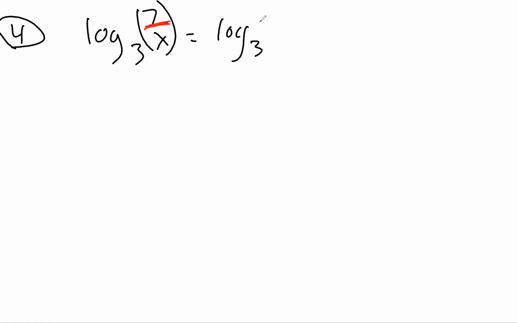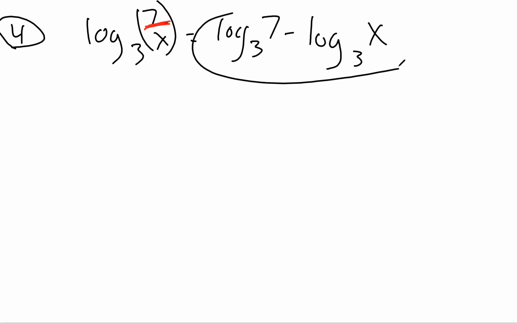All right, so we will have log base 3 of 7 over x. Okay, and we're still trying to expand it. And so we look inside the parentheses to see what's going on, and we see this division. And so we know that when division is happening, we're going to turn it into what type of a problem? Subtraction? Yeah, subtraction. And so since 7 is on top, it's going to come first. So we're going to write log base 3 of 7 minus log base 3 of x. Done. That's it.